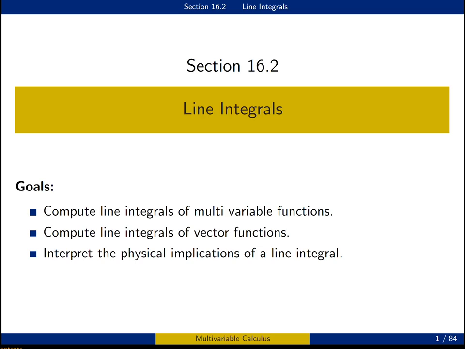Section 16.2 introduces a new kind of integral called a line integral. Our goals here are to compute line integrals of multivariable functions and interpret them physically.